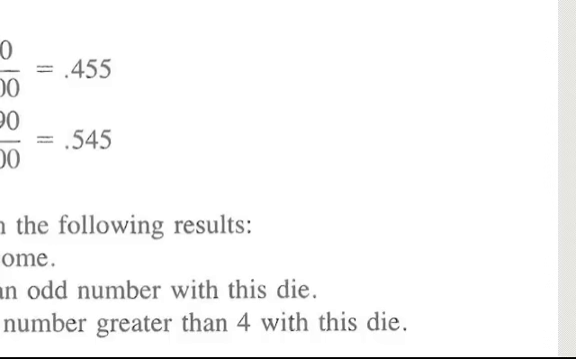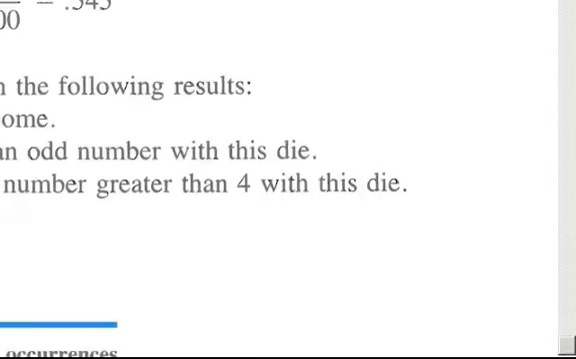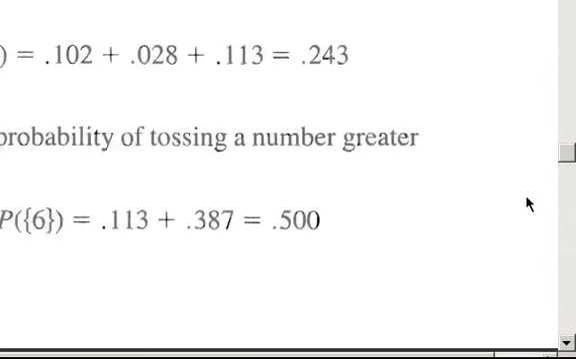So remember, odd number would be 1, 3, or 5, so we add up. Remember, we said the rule was to get the probability of an event, you add up the probabilities of the sample points. So 1, 3, and 5. So you would add up these numbers. So you'd get this. So it's only that. It's not a half. It's much less than a half.